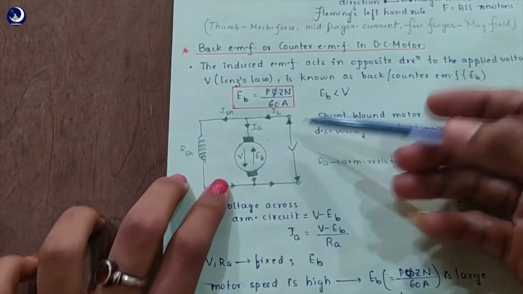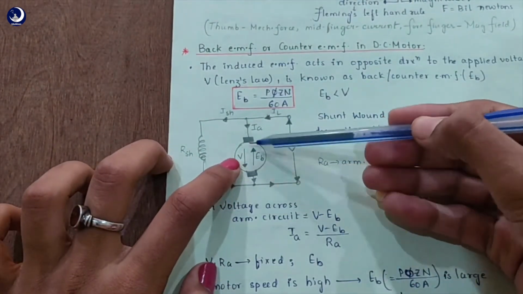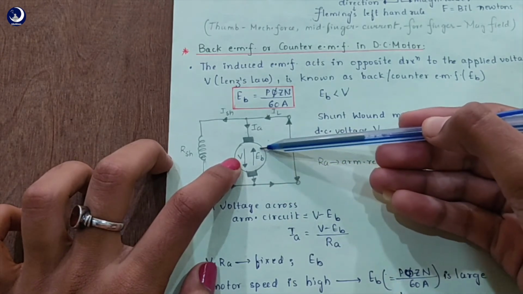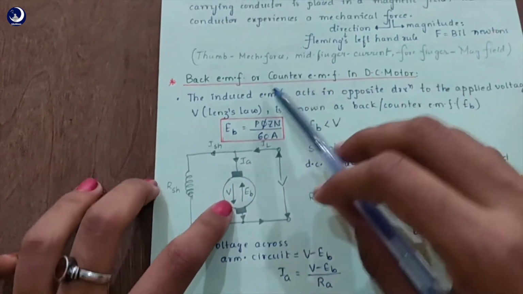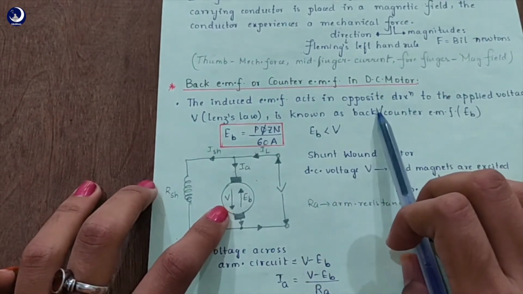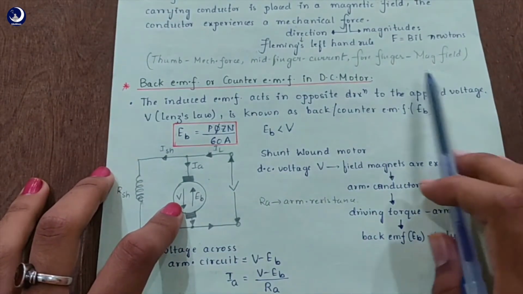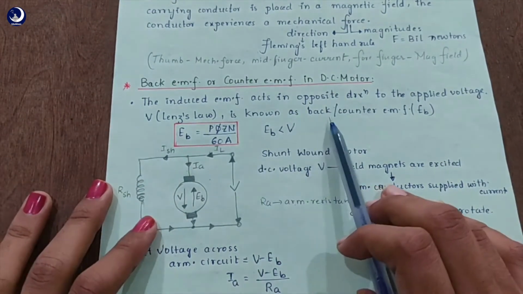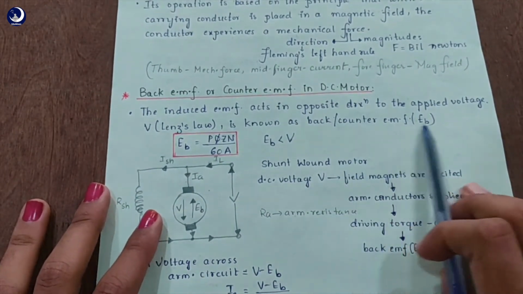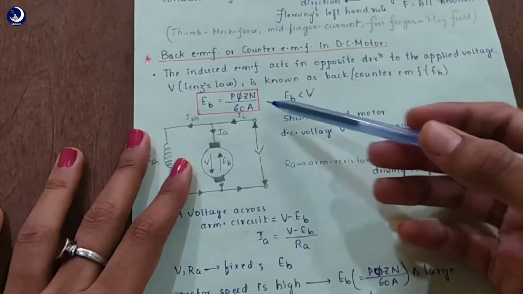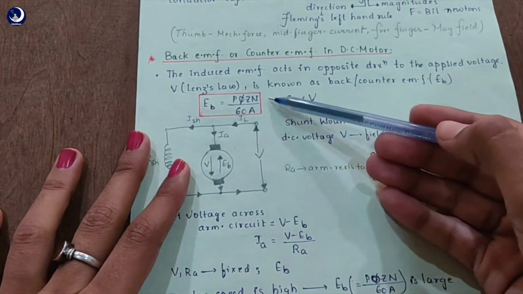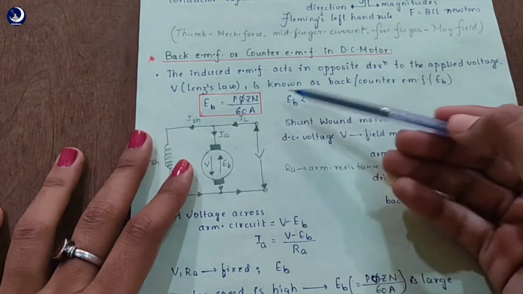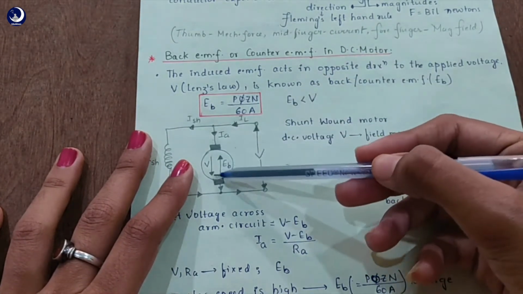If you see here, if V is the applied voltage, EB is the back EMF. It acts in the direction opposite to V. So the induced EMF acts in opposite direction to the applied voltage, according to Lenz's law, and this is known as back or counter EMF, which we denote by EB. And EB equals P phi Z n by 60A. This EB is less than the applied voltage.